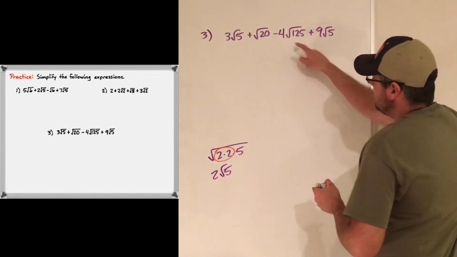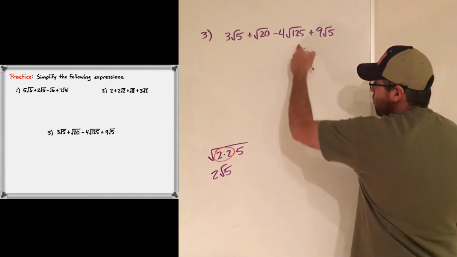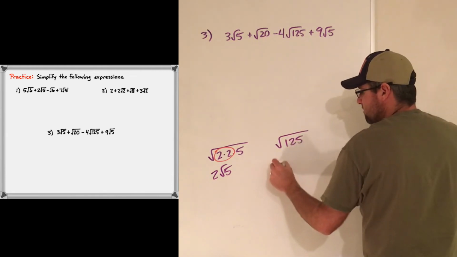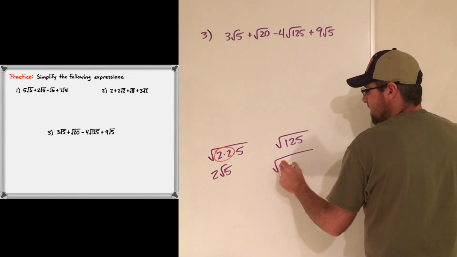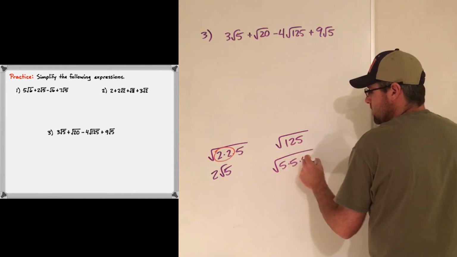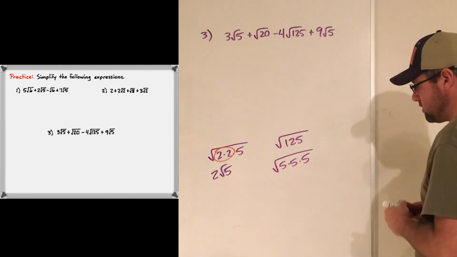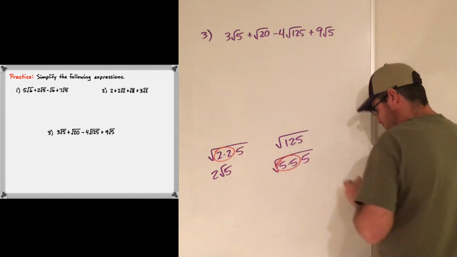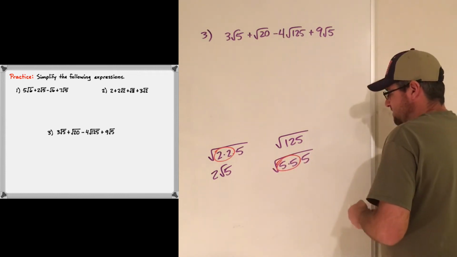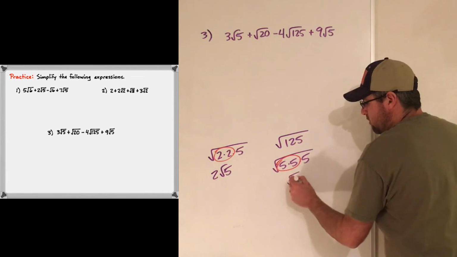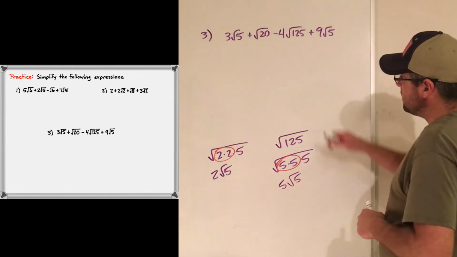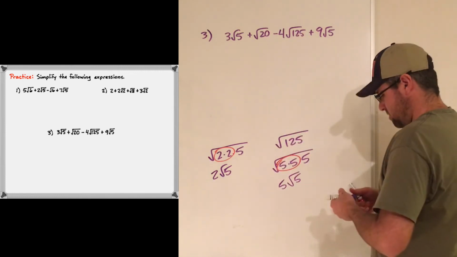For the other one, I've got radical 125. Well, that factors to 5 times 5 times 5. Again, you can do the factoring tree if you need to see that, or the cake method. Circle a pair of 5's. What's left inside is 5, so we got radical 5 inside, and then one of those 5's goes out. And so now I can plug those into what I have up here.